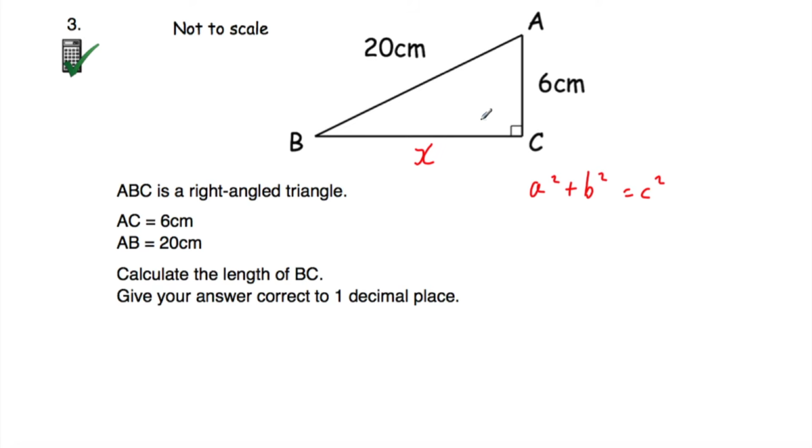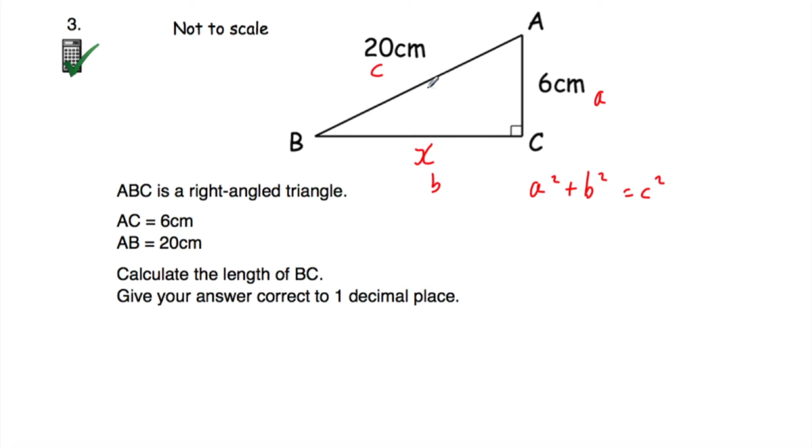So A and B are the two shorter sides. So we've got A and B. Now, I think this is going to be the shorter one, so I'm just going to call that A, and B is going to be this one here. You could label them the other way around. It doesn't really matter. But C would have to be the longest side of the right angle triangle, the hypotenuse. It's opposite the right angle, so this is going to be C.